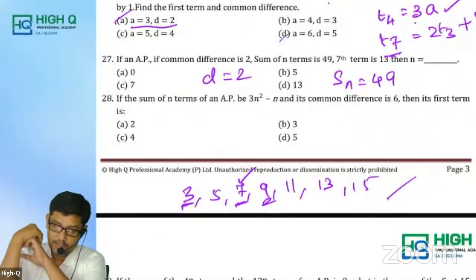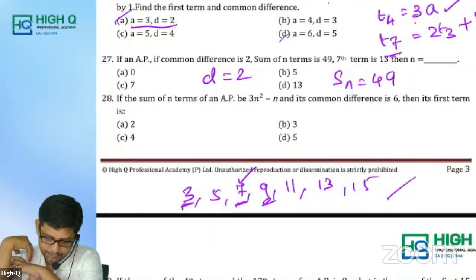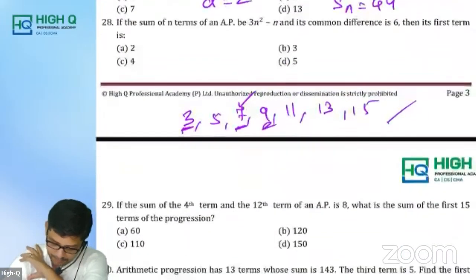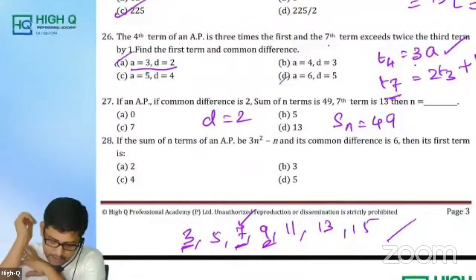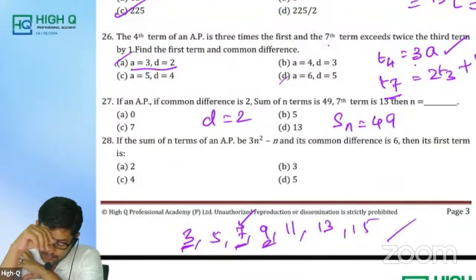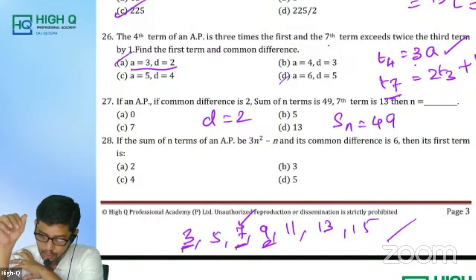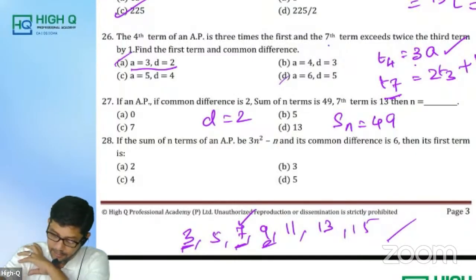Can you find out the 7th term? Which one? Hey, which one are you doing? Sum number 27. Yeah. D equal to 2, Sn equal to 49. The 7th term is 13.